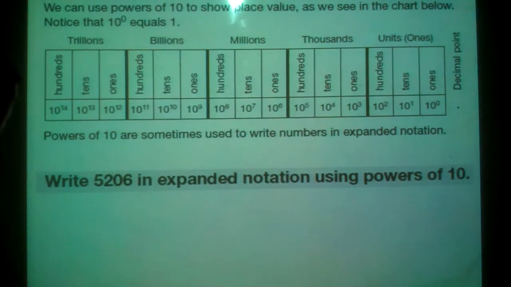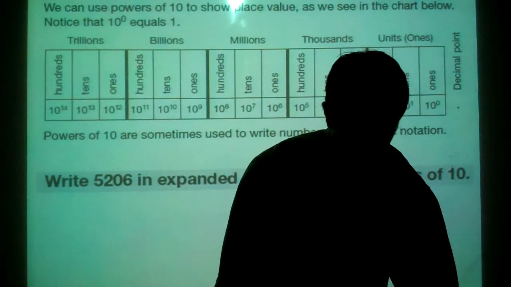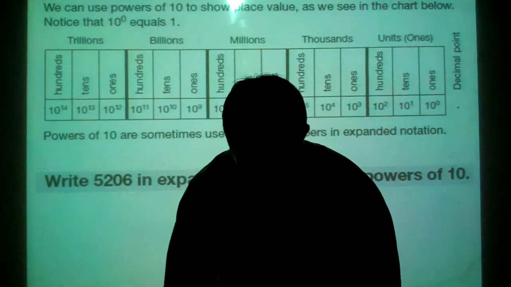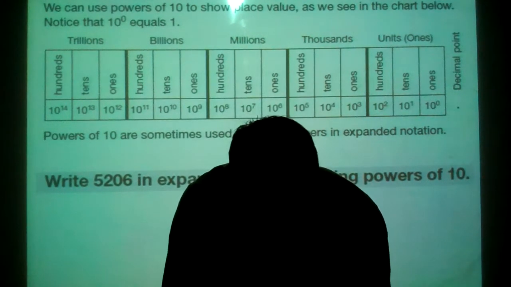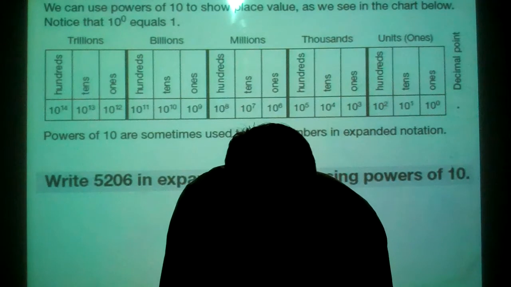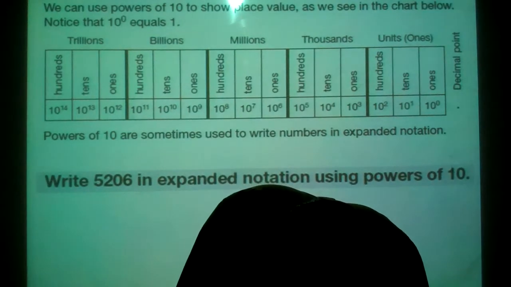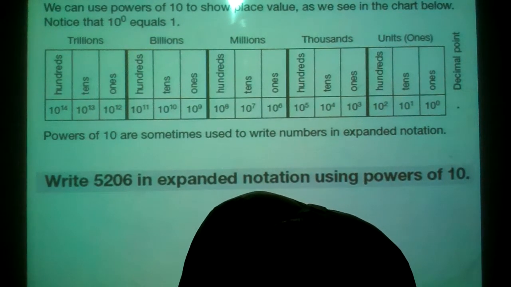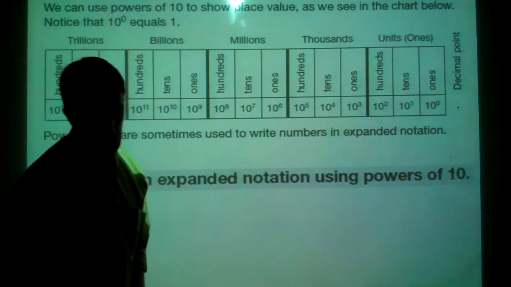Okay. So we're going to look at this example here. We can use powers of 10 to write things in expanded notation using powers of 10. And we're going to go ahead and do this one. Just want to make sure I have it in the right format that they want.